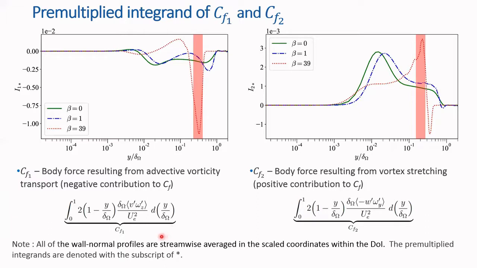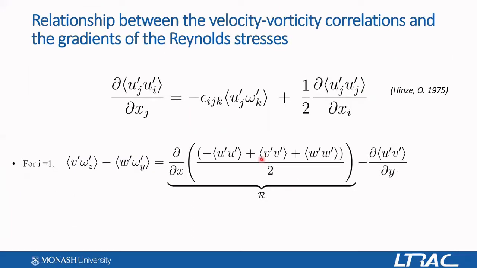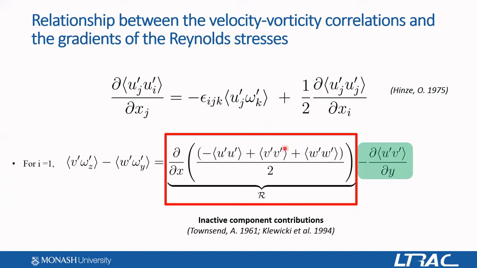It is important to look into the contribution of these velocity vorticity correlations, because the velocity vorticity correlations can be related to the gradients of the Reynolds stresses as given by this identity. So for i equal to 1, when we expand this identity, we can see that the velocity vorticity correlation V omega z and W omega y can be related to the Reynolds stress gradients. It has 2 parts. The first refers to the streamwise gradients of the Reynolds stresses, which is referred to as R here. It is usually referred to as the inactive component contributions, and the next one is the wall normal gradient of the Reynolds stress U prime V prime.